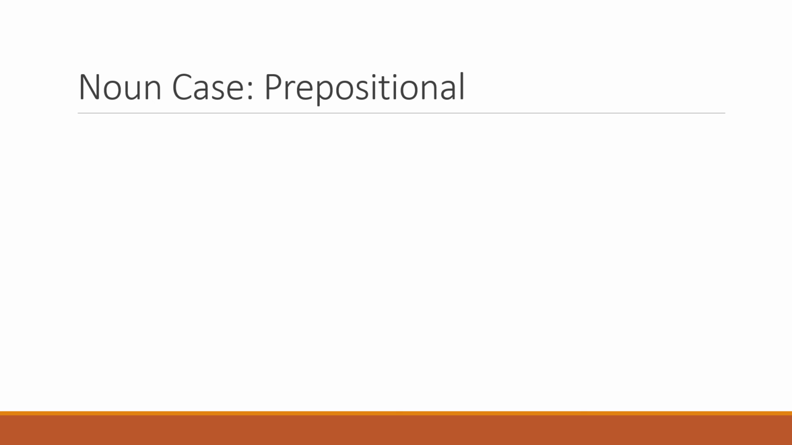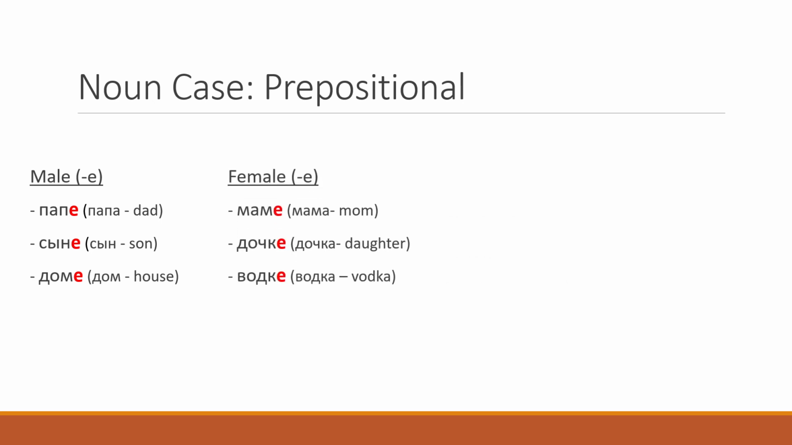Then there's the prepositional noun case, used with prepositions. So, if it's male, it ends in -е. If it's female, it ends in -е. And if it's neutral, it ends in -е. Basically, if it's singular, it ends in -е. So this is one of the easiest noun cases to remember.